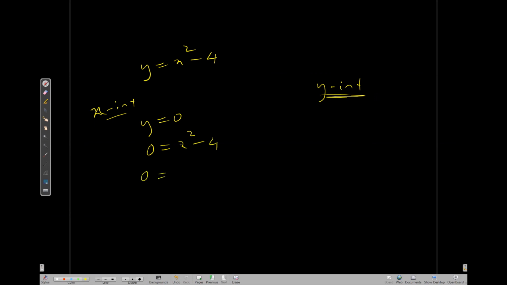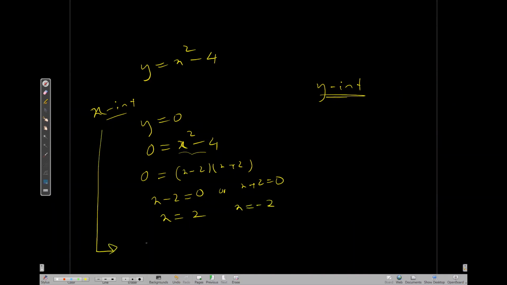Remember, there are so many techniques. Let me use the factoring technique. This is going to be x minus 2 and x plus 2. When we solve, either x minus 2 equals 0 or x plus 2 equals 0. So we get 2 of them, x equals 2 and x equals negative 2. So the x-intercepts, when you write them down, are 2 comma 0. Why? Because y is 0. And negative 2 comma 0.